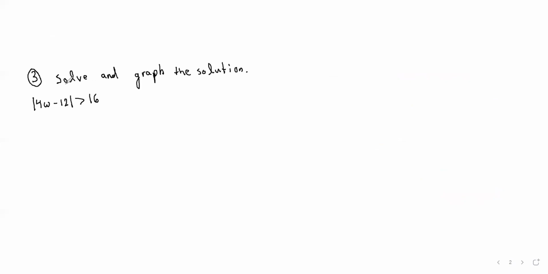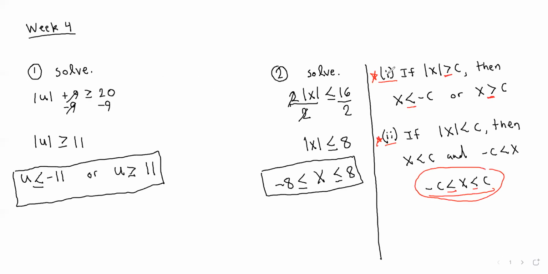Problem 3, the directions are to solve and graph the solution. And we have the equation, absolute value of 4w minus 12 is greater than 16. So first we need to solve. So to solve, you can see that we already have the absolute value on one side. So that's isolated, that's fine. We just need to know which rule to use. So notice that we have a greater than here. So we're going to apply rule 1.